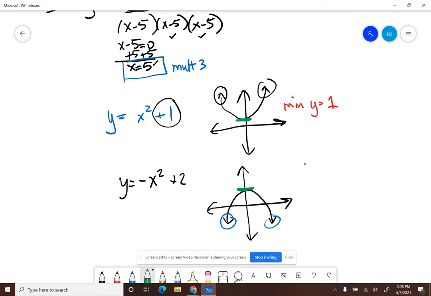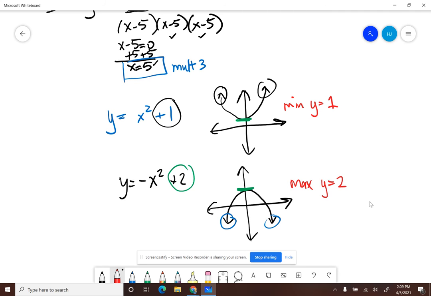And so what is that value? Well, it's laid out right here for us, right? Positive 2. So again, in this case, I would have a maximum. Let me do that in red since I did the other one in red. I would have a maximum at y equals positive 2.